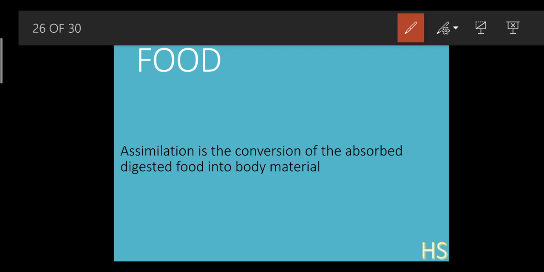A fatty person, what does a fatty person eat? A lot of fatty food like ghee, butter, cheese. We can easily identify that person by body type, whether the person has muscles or fat, because of the way we eat. If you eat a lot of protein, the muscles will develop, but if you eat a lot of fat, fat will develop around your body. So assimilation is the conversion of the absorbed digested food into body material. Body material means it helps to grow your body.